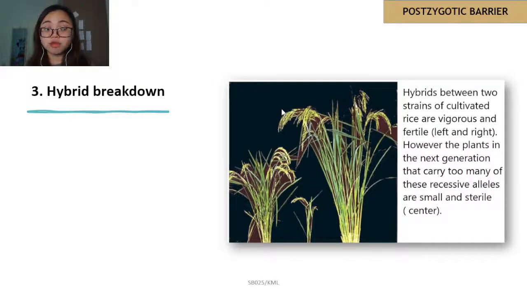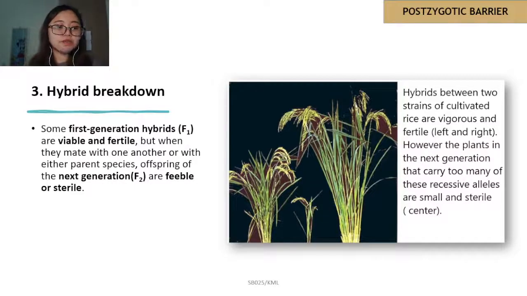The third type of post-zygotic barrier is hybrid breakdown. This is when some first-generation hybrids, which is F1, they will be viable and fertile so they can produce their own offspring. But when they mate with another or with their parent species, the offspring of the next generation are feeble or sterile. So generasi pertama saja yang macam okay, second generation dia macam kurang sesuai untuk survive.